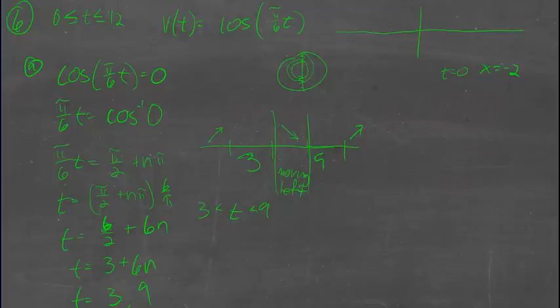Okay, for part B. They're asking us to write but not evaluate an integral expression that gives the total distance traveled by the particle from the time t equals 0 to time t equals 6.